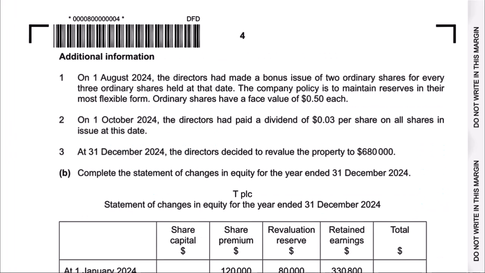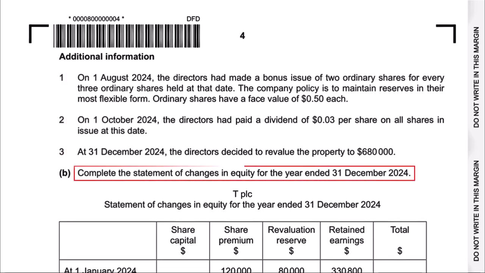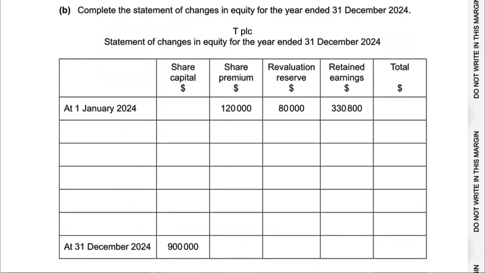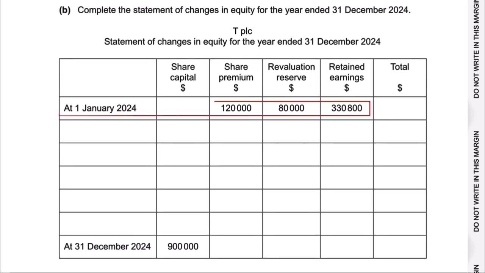Then on the next page, after providing additional information, the requirement B is something like this. Complete the statement of changes in equity for the year ended 31 December 2024. And here we have some prompts, the information given for January 1 and December 31.